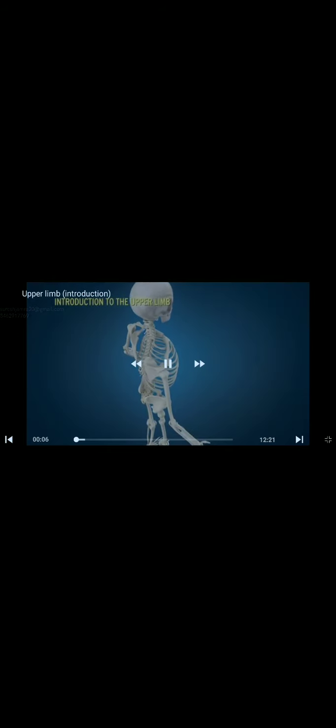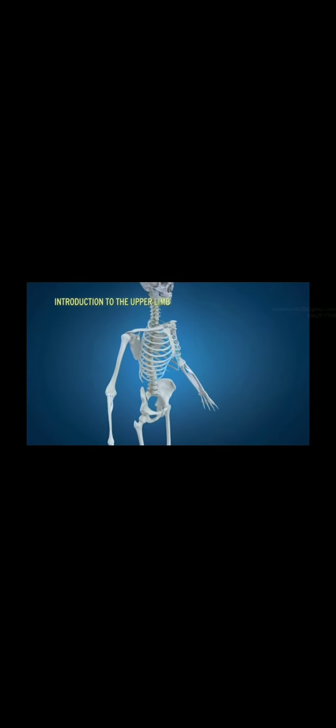Upper limb. The upper limbs are connected to the trunk by pectoral girdle. The limb girdle is defined as the bones which connect the limbs to the axial skeleton.